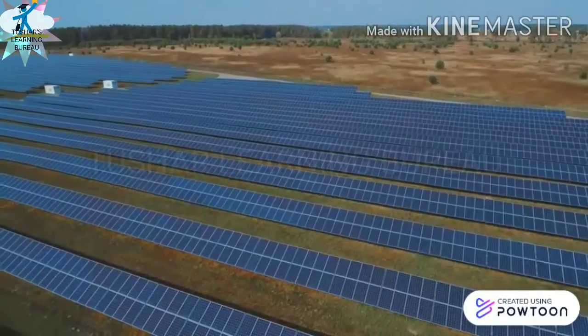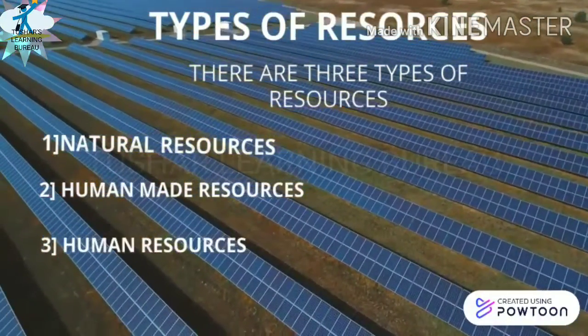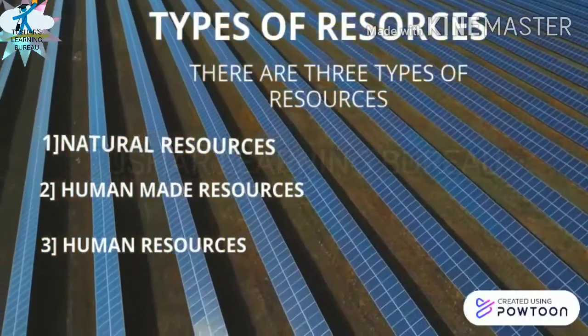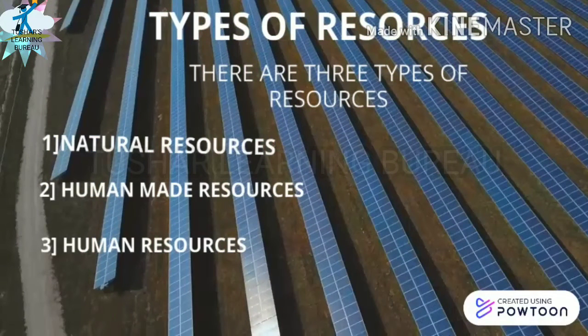Types of resources. There are three types of resources. First, natural resources, which are obtained from nature. Second, human-made resources, which are made by humans, and human resources, as humans are also themselves a resource. We will study later how these are resources.